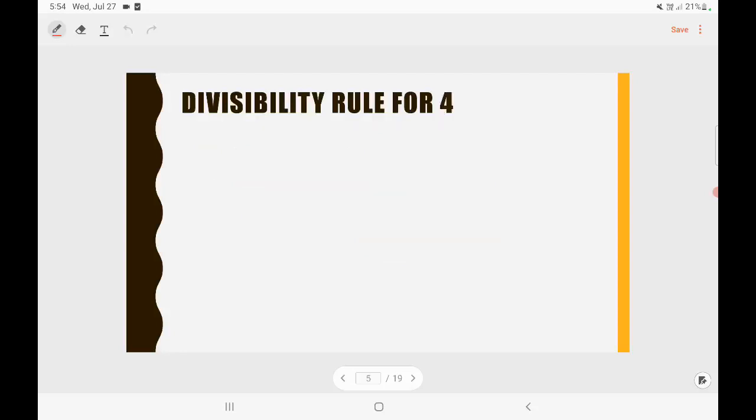That's it. Now we'll check the divisibility rule for 4. So a number is divisible by 4 if the last 2 digits of that number are divisible by 4.